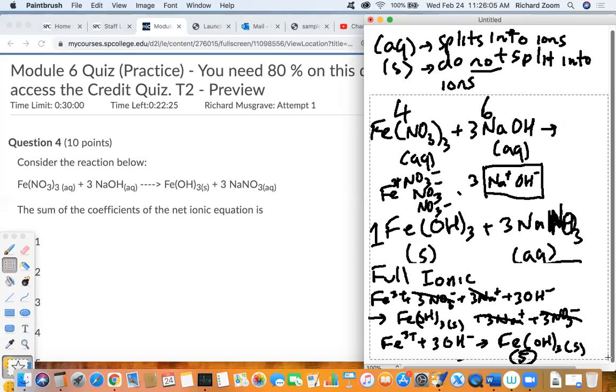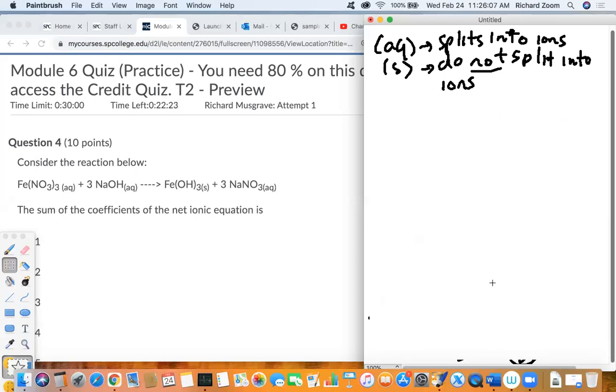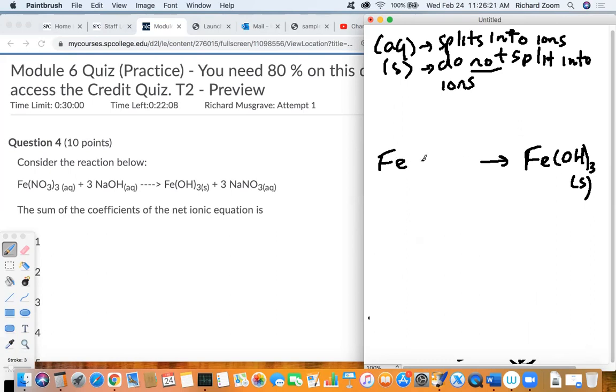All right, let me show you another way that you can get the net ionic equation. If you looked at the example I just did, the net ionic equation really is just what's forming the solid. If you ask the question, what forms a solid? Well, it's made of Fe and how many OHs? 3. You can put charges on if you want to, but you'll see it's 1 plus 3 plus 1, which equals 5. Couldn't be much easier than that.